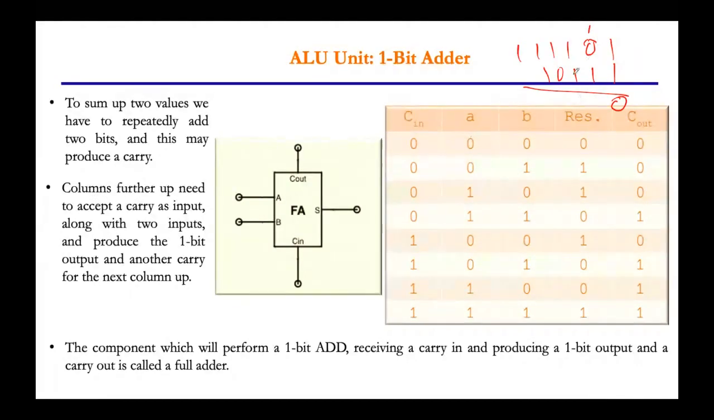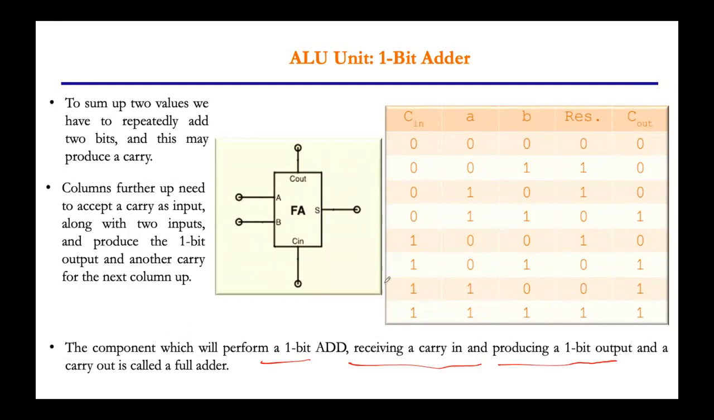So these columns further up need to accept a carry as input along with two inputs, and produce a 1-bit output and another carry for the next column up. So the component which will perform a 1-bit add, receiving a carry in and producing a 1-bit output and a carry out, is called a full adder. Full adder.